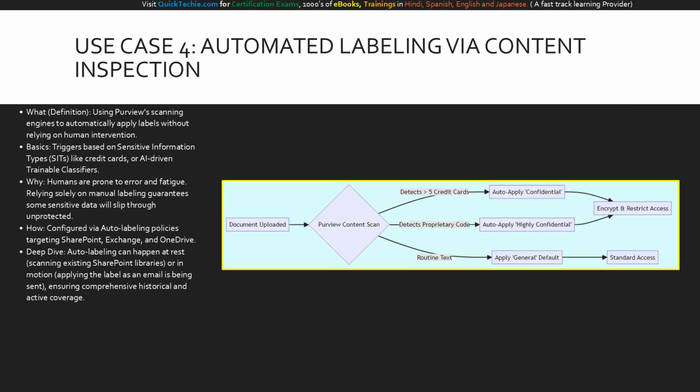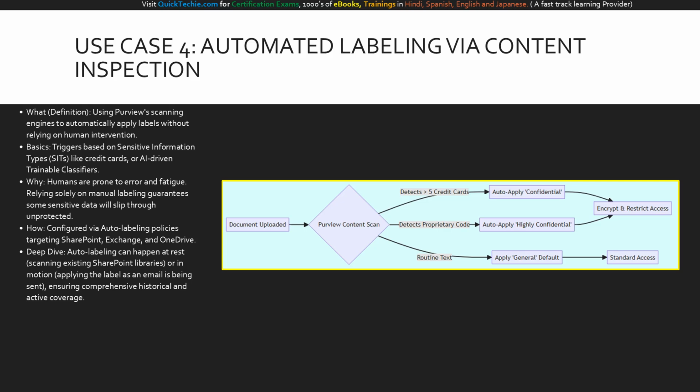Our fourth use case removes the weakest link in security: human error. We are talking about automated labeling. While manual labeling is great, expecting users to perfectly classify every single document they create is unrealistic. Purview can automatically apply sensitivity labels based on deep content inspection. Why do this? Because an automated system never forgets.